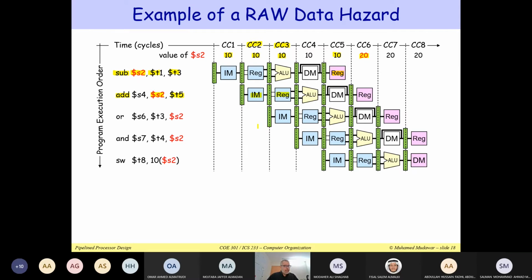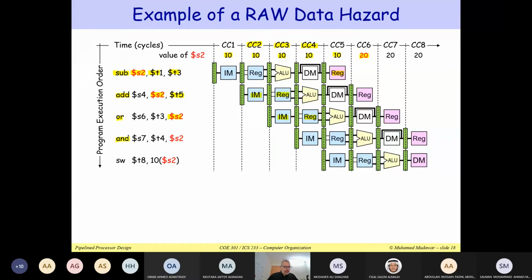Now notice that the OR instruction also wants to read S2. First we fetch the instruction at clock cycle number 3, and then during clock cycle number 4, because of pipelining, we are going to read S2, and the value of S2 is still 10 because the subtract instruction did not update S2 inside the register file. So the OR instruction, which is actually the second next, is also reading the wrong value of S2.